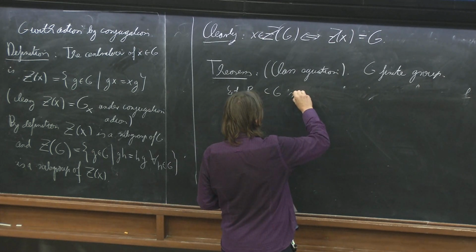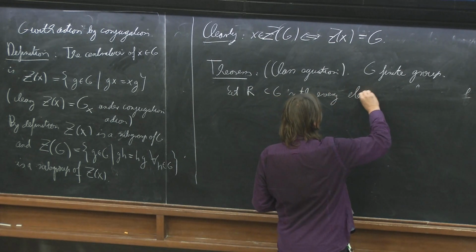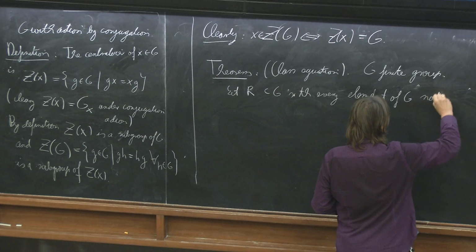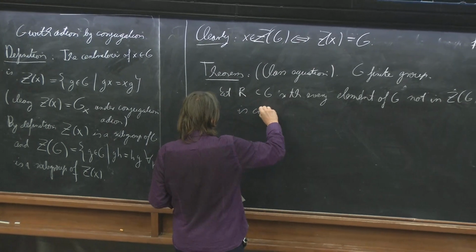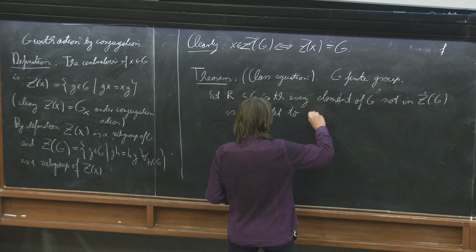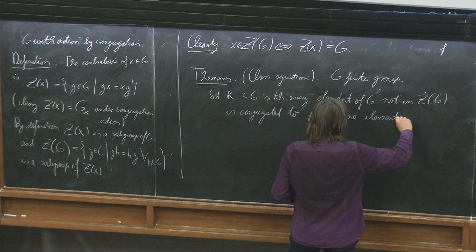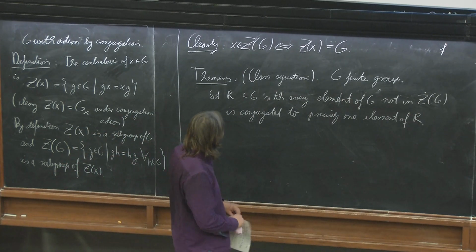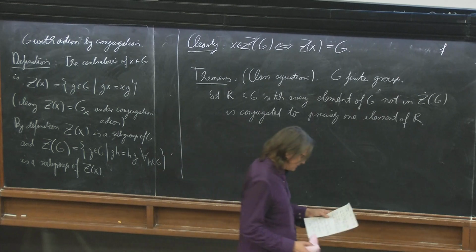such that every element of G, not in the center, is conjugated to precisely one element of R. So we have a system of representatives of all conjugacy classes, except for those of elements who are in the center.